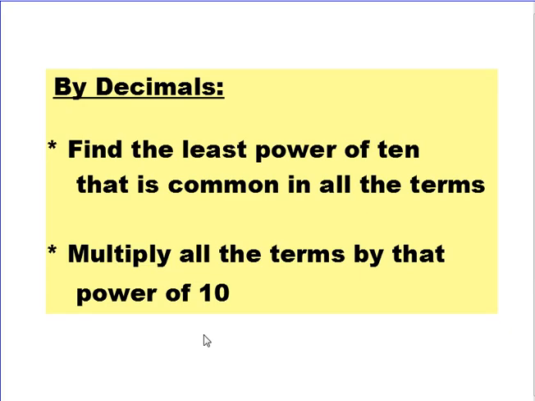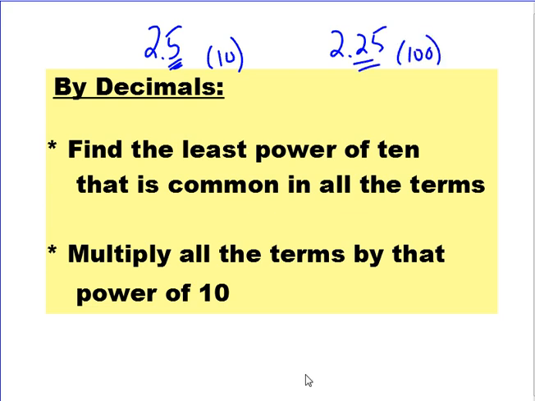Now let's talk about decimals. We want to find the least power of 10 that is common in all the terms and multiply the terms by that power. So what do I mean by that? If we notice that something is at the 10th place, that means we're going to multiply everything by 10. If it ends up going to the 100th place, that means we would multiply everything by 100. So whichever decimal places we have the most, that's what we're going to multiply by.